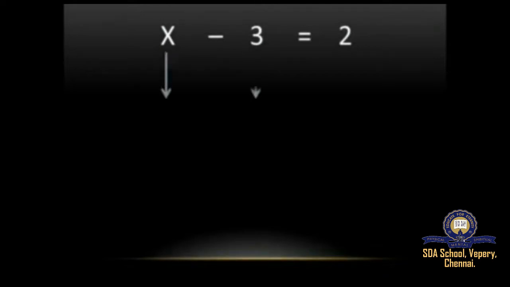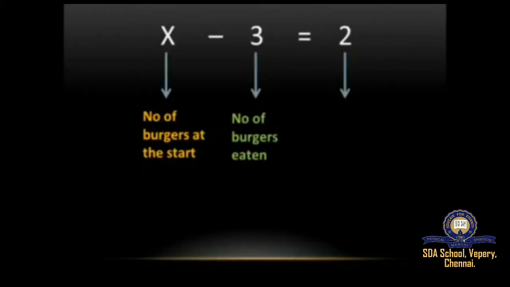So first, the x over here represents the number of burgers at the start, okay? Since we do not know how many burgers were there at the start, we are going to represent it as x, okay? So from the total number of burgers, 3 has been eaten up, okay? So you're going to subtract 3 from x, that is 3 burgers were eaten, okay? So that is equal to 2. 2 represents the number of burgers left uneaten, okay?